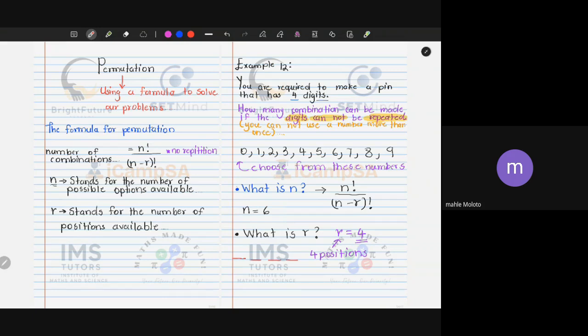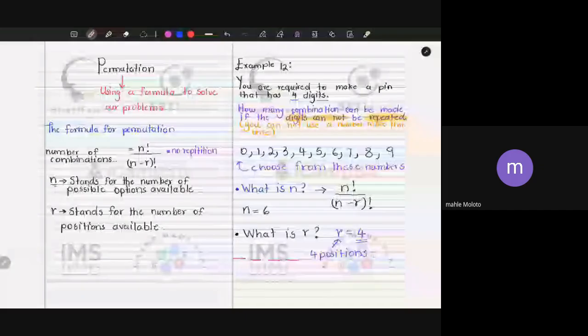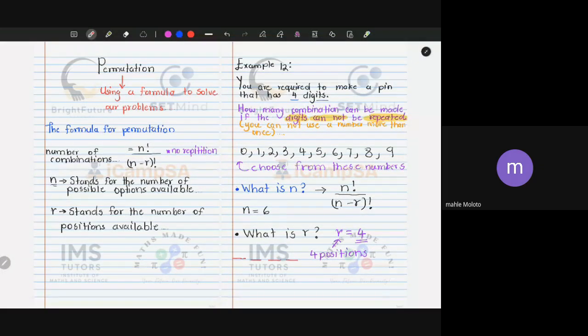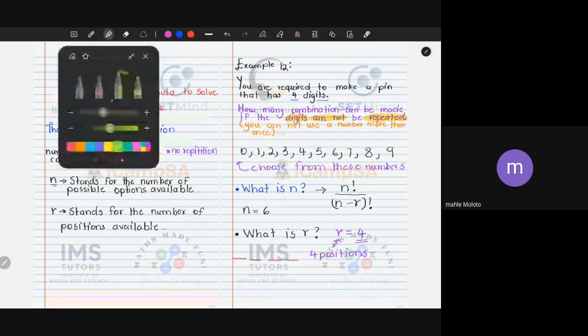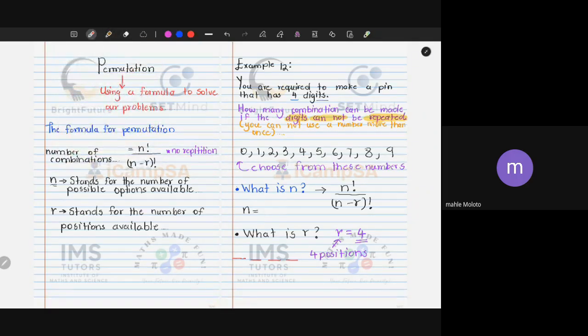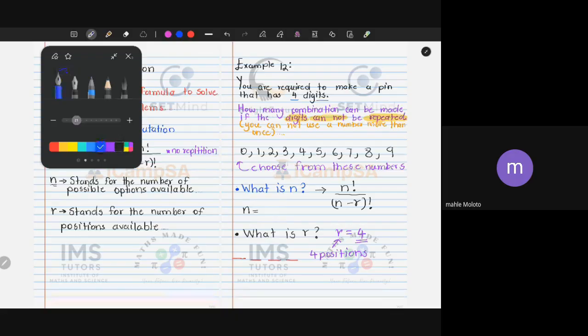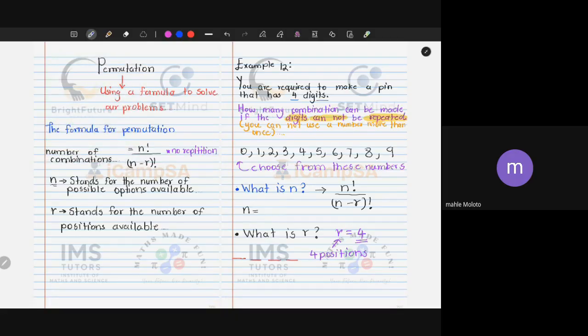10. You are saying 10. Why 10? Because there are 10 possible options available. Yep, you are such a genius. N is supposed to be 10. Guys, please clap for them.